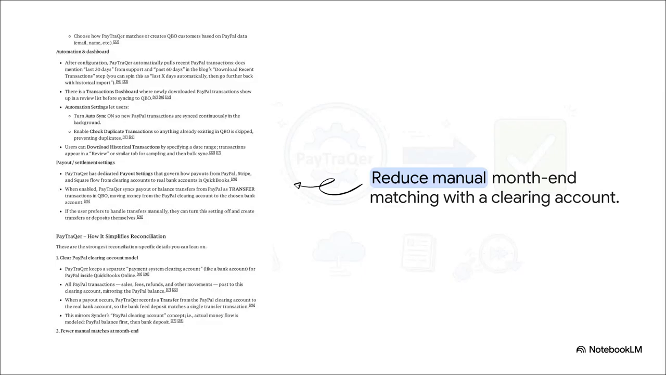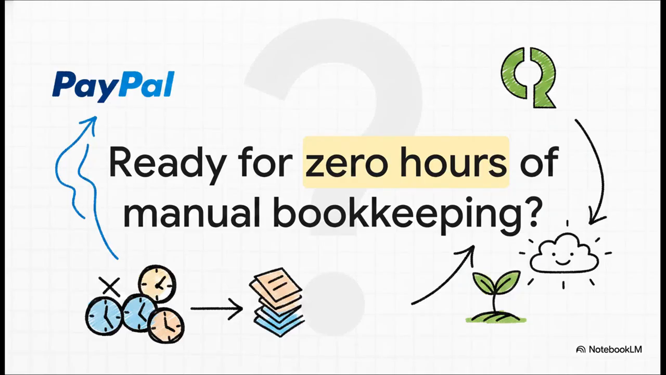When you embrace this clearing account structure and follow those best practices, your month-end reconciliation completely transforms. What used to be a terrifying, hours-long investigative task hunting for missing pennies, it just turns into a simple, one-click verification step. You'll pull up the QuickBooks reconciliation screen, and it simply confirms what PayTraQer has already perfectly balanced for you. By automating this entire flow of data, you aren't just ensuring penny-perfect accuracy, you are actually buying back your own time.